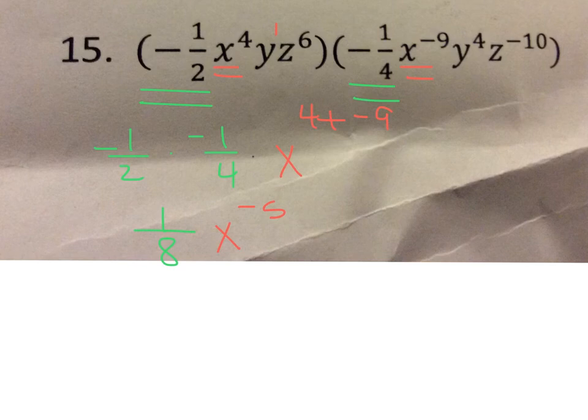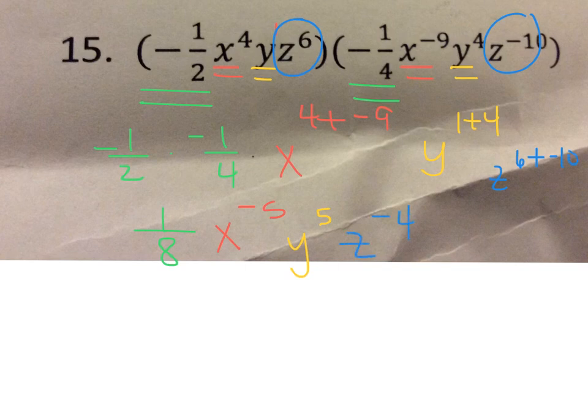All right, I'm ready to do the y's. So I have y to the first, y to the fourth. So y to the 1 plus 4 is y to the 5th. So there's my answer so far. And now I have to do my z's. So z to the 6th and z to the negative 10th. If I take 6 plus negative 10, that's negative 4. Okay, so here's what I have so far for my answer. The problem with that is I have negative exponents, which I can't have.